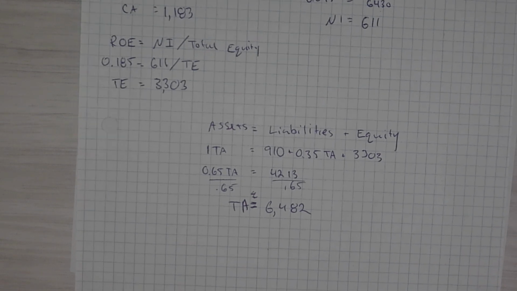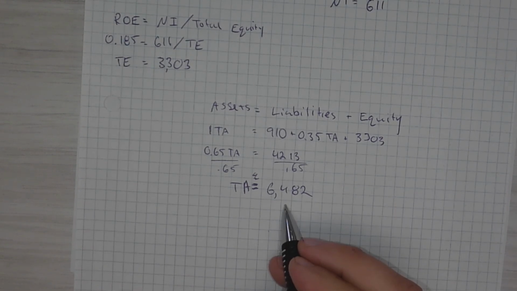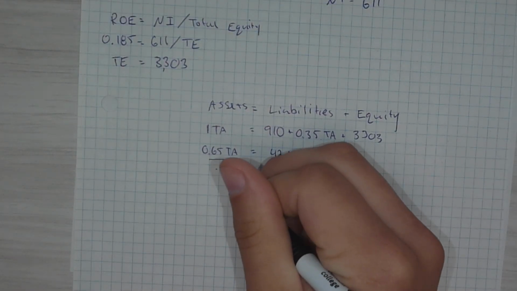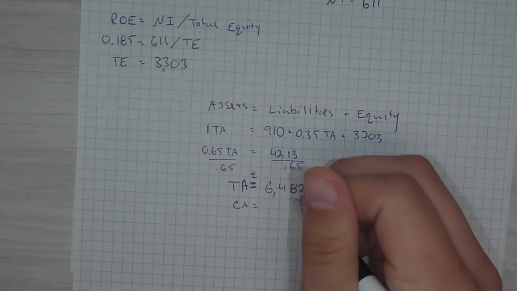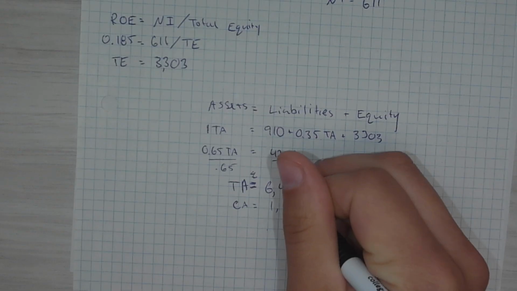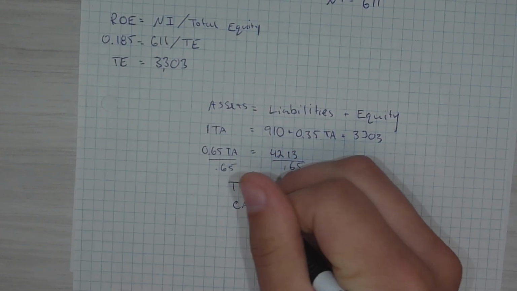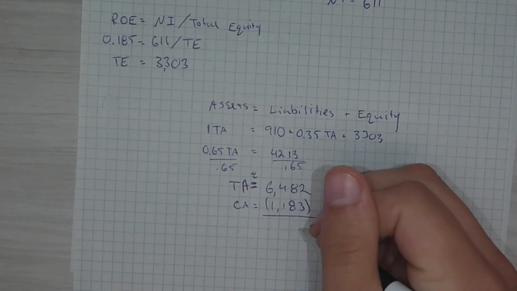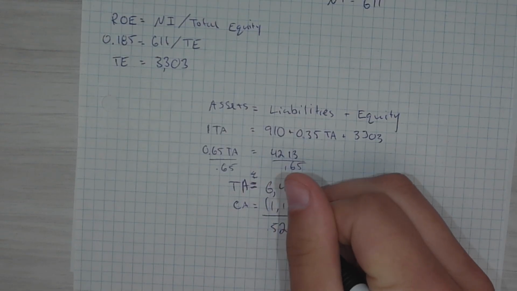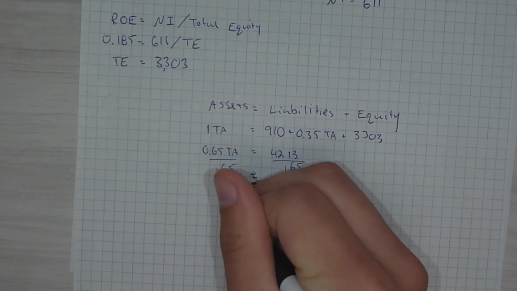Now finally, what is our net fixed assets? Well, our total assets is this. Our current assets is 1,183. We get rid of that, and we get 5,299 for our net fixed assets.